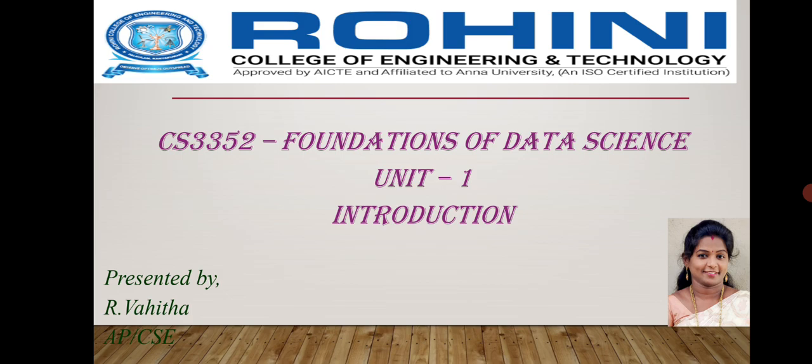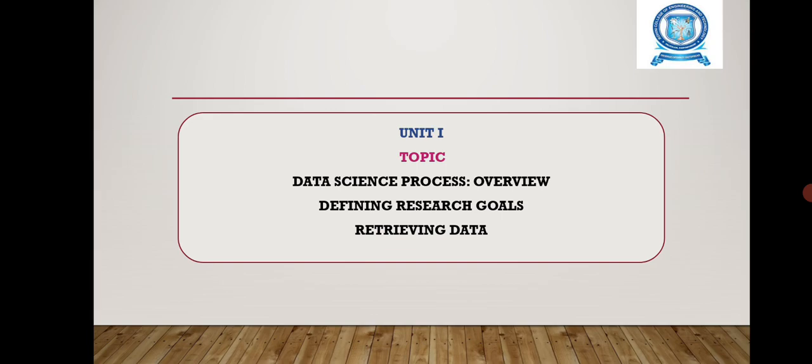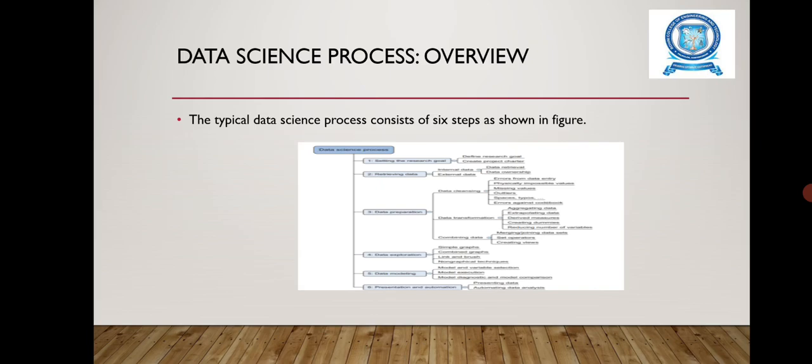I'm here to discuss a few topics of the subject CS3352 Foundations of Data Science. In this video, we are going to discuss some topics about the data science process overview, defining the research goals, and retrieving data. First, let us see the overview of the data science process. The typical data science process consists of 6 steps as shown in the figure.